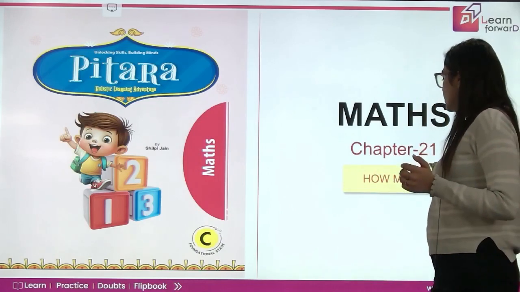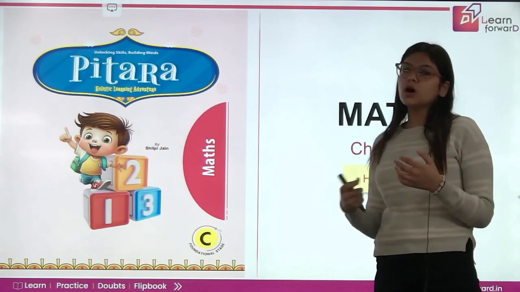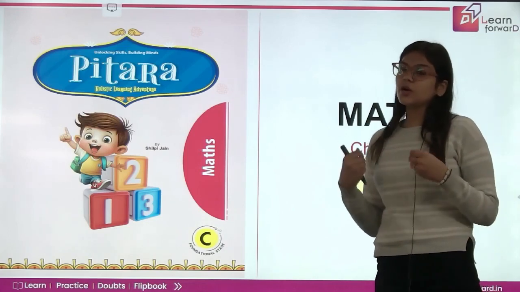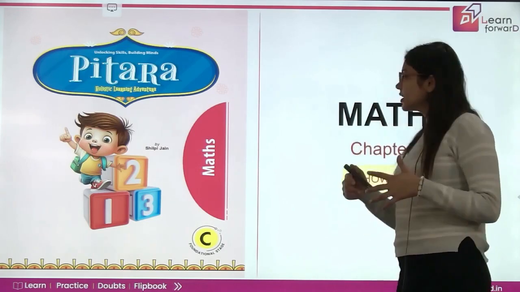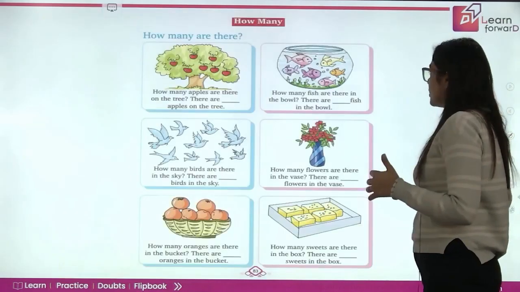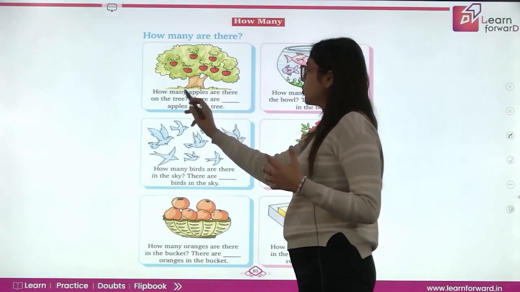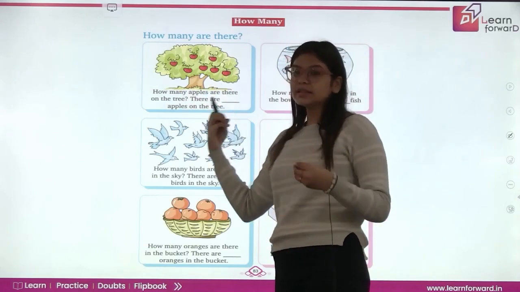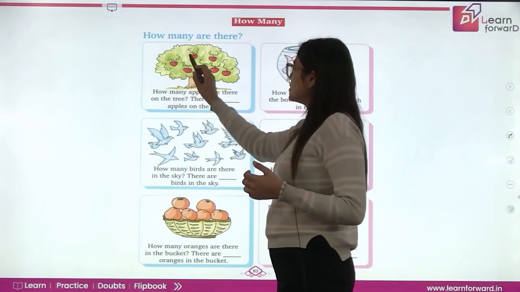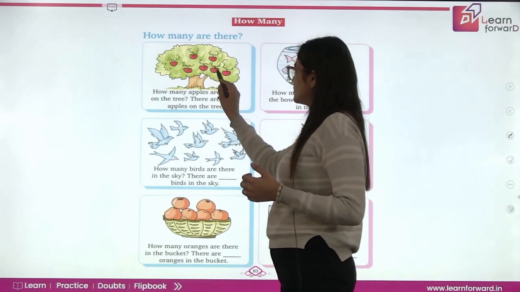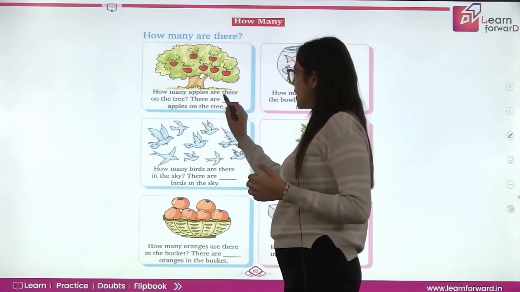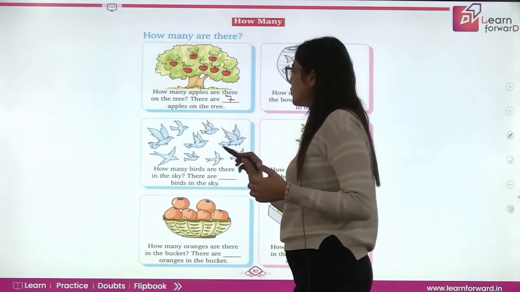This is chapter number 21, how many. So how many is basically count करेंगे और numbers लिखेंगे कि कितने हैं. Now let's start. How many are there? कितने हैं? How many apples are there on the tree? इस tree पे कितने apples हैं? Let's count them. 1, 2, 3, 4, 5, 6, 7. So there are 7 apples on the tree.